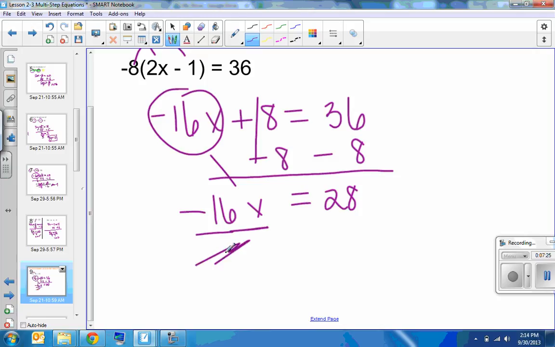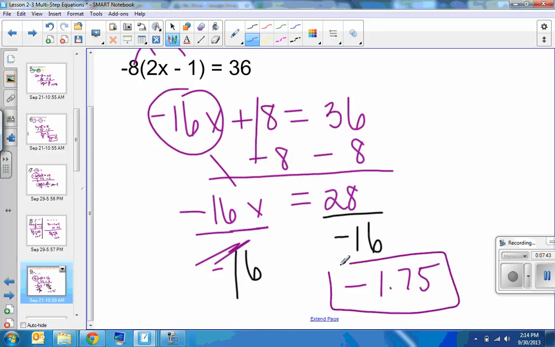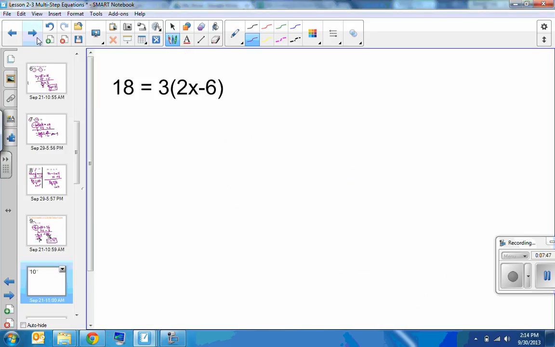Opposite of multiplying is dividing. So I'm going to divide both sides by a negative 16. And then 28 divided by a negative 16 is going to give us a negative 1 and 7,500, or a negative 1 and 3/4.